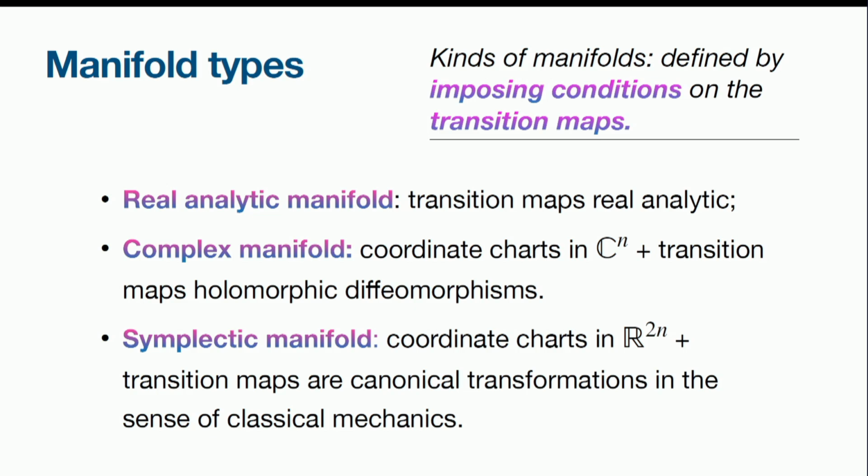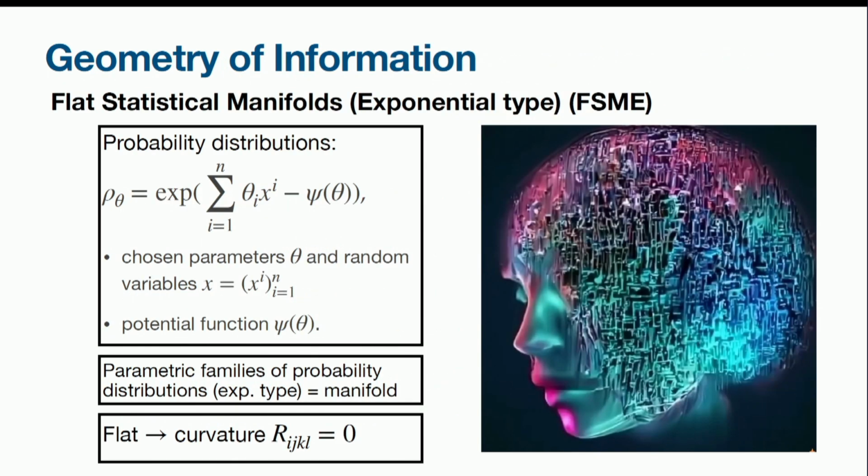Okay, so here we have different manifold types, and in particular, I am interested in the last one, symplectic manifolds. So we have coordinate charts in R2n, and transition maps are canonical transformations in the sense of classical mechanics. So here we have real analytic maps, and here holomorphic diffeomorphisms. So I think within 2 minutes we covered the basics of manifolds.